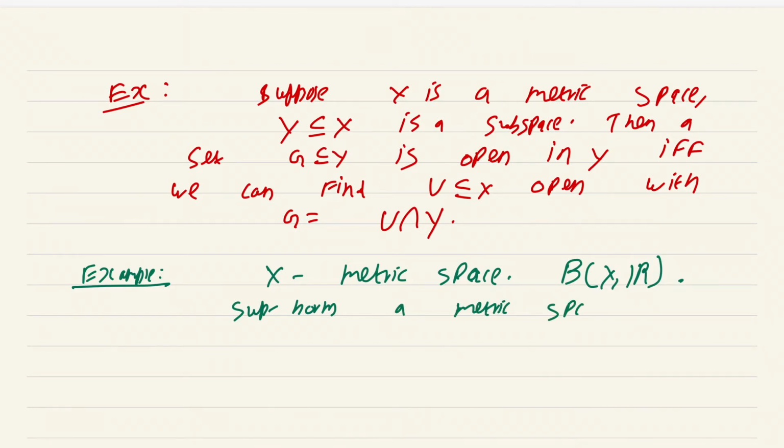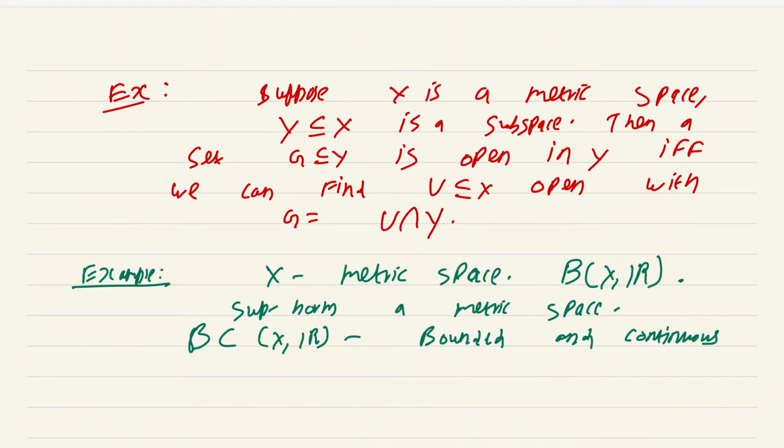Okay. Now that is not the interesting bit. Consider BC(X,R). This is bounded and continuous functions. That's one of the advantages of putting X as a metric space. We can talk about continuity, bounded and continuous functions on X. This BC(X,R) is of course a subspace of B(X,R).